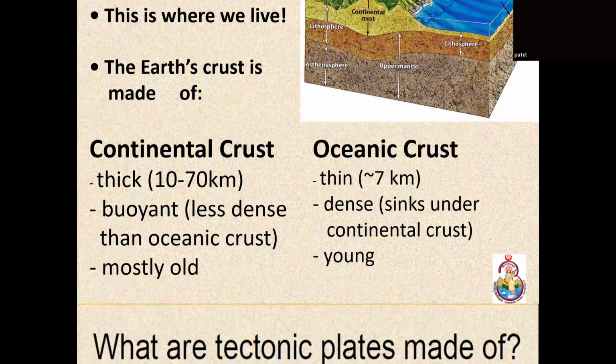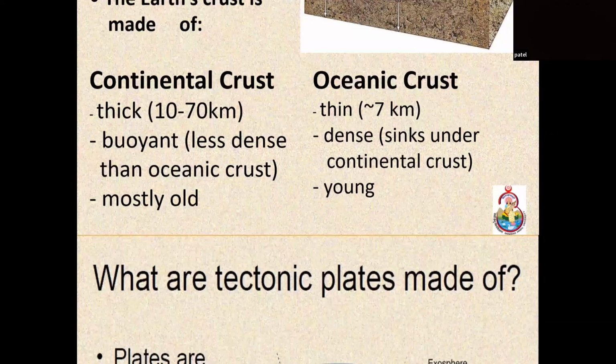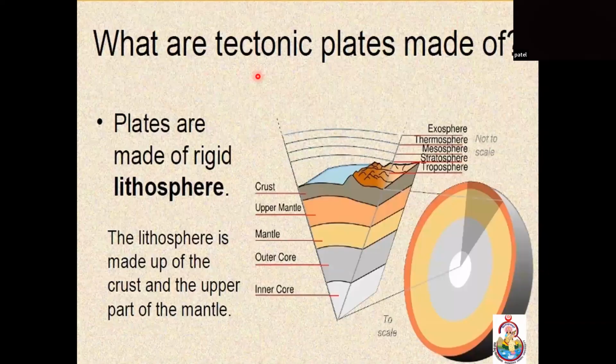So you see this crust and this upper part of the mantle, here where I am moving. This is the thinnest one, the gray color is the crust, and below this is the upper mantle. Comprising these two parts is known as the lithosphere. This lithosphere means the total crust and the upper part of the mantle. This lithosphere is a rigid part.